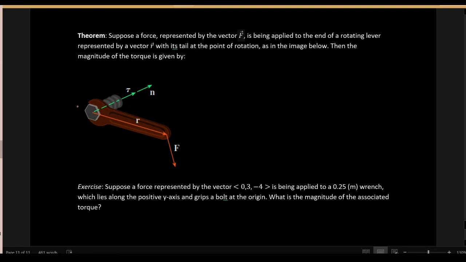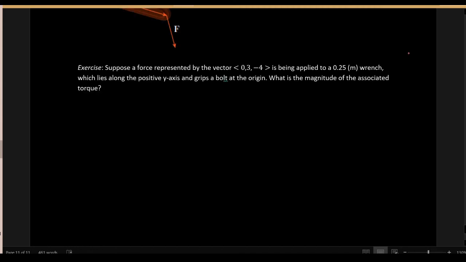Then the magnitude of the torque, using this notation, is the magnitude of the cross product between the vector representing the spinning object and the vector representing the force. So, as an exercise, let's consider a force represented by the vector 0, 3, -4, that's being applied to the end of a 0.25 meter wrench, which lies along the positive y-axis and grips a bolt at the origin.